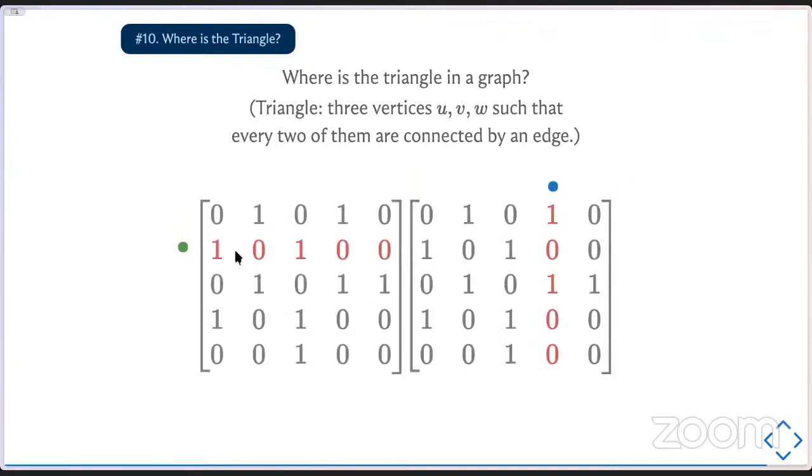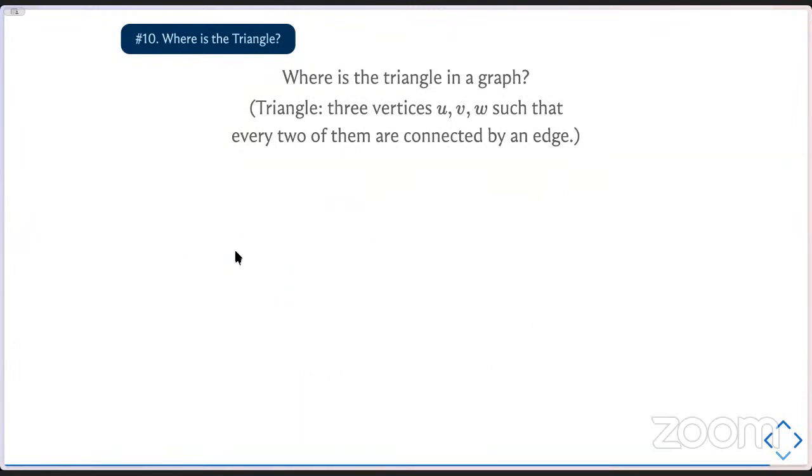But the ijth entry in the square of this adjacency matrix gives you the number of common neighbors between the vertices i and j that are being coded by the ith row and the jth column.